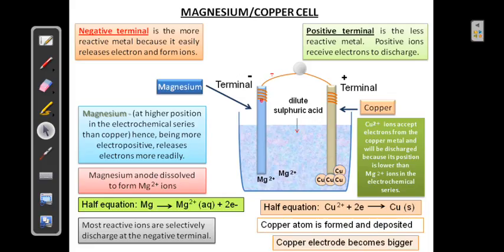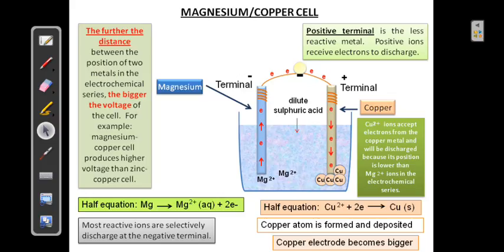So copper atoms are formed and deposited at the positive terminal, and the copper electrode becomes bigger as time goes by. So that is the magnesium copper cell. This is normally used in our ordinary dry cell battery. Okay.